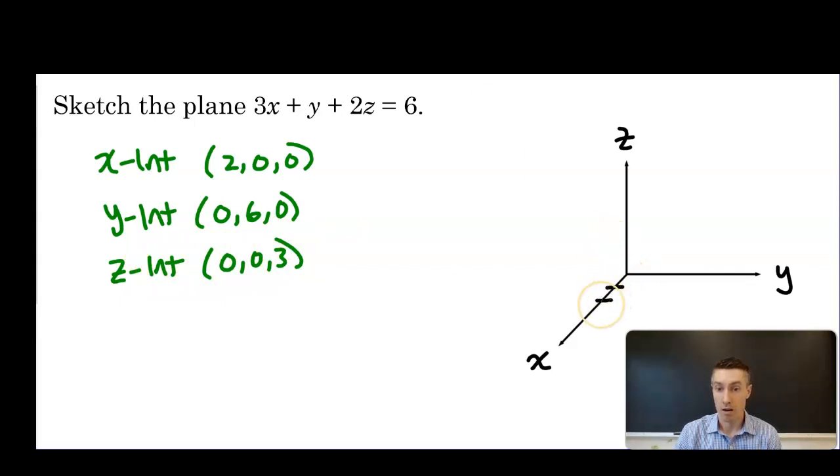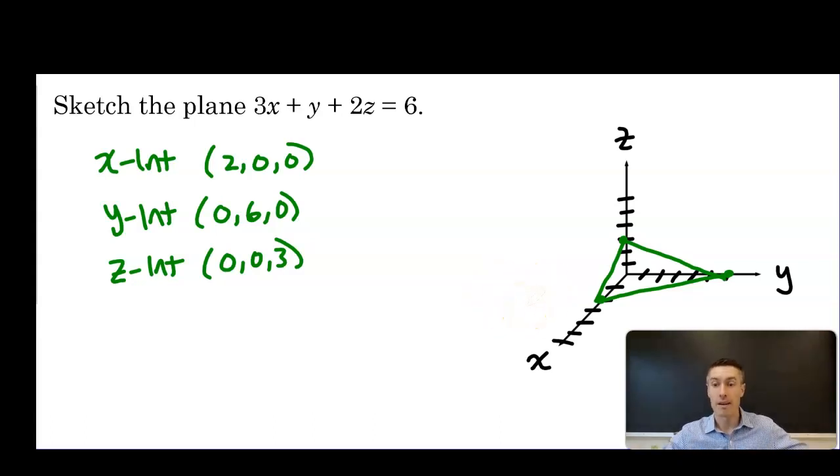So marking out our coordinate system, 1, 2, 3, 4, 5, 6. Try to make them even. Okay, so we have 2, 0, 0, 0, 6, 0, and 0, 0, 3. Connect the intercepts in a little triangular portion of the plane. Okay, so this is the portion of the plane 3x plus y plus 2z equals 6 that is in the first octant. And then it extends out infinitely if we wanted the actual full plane.